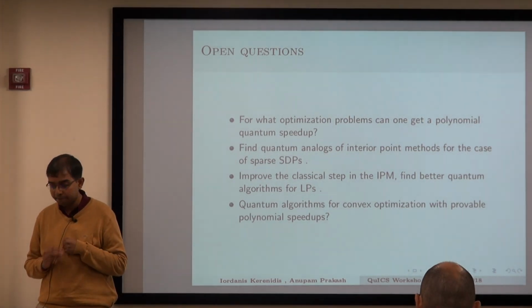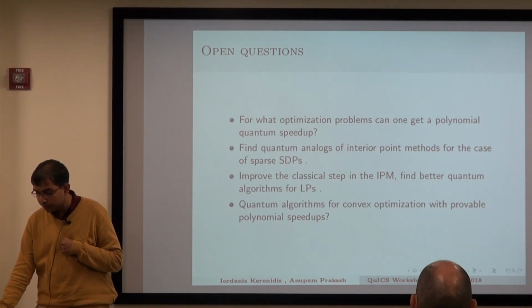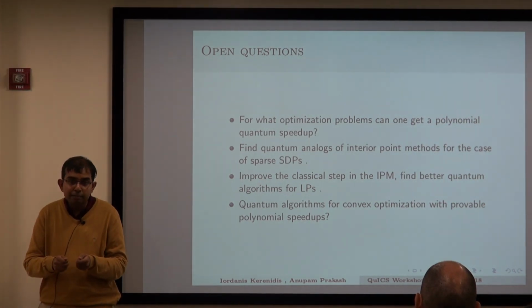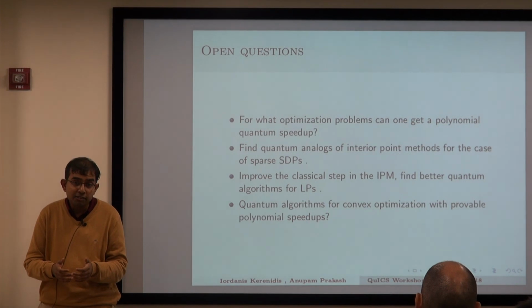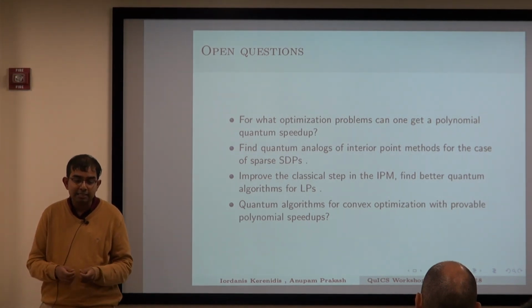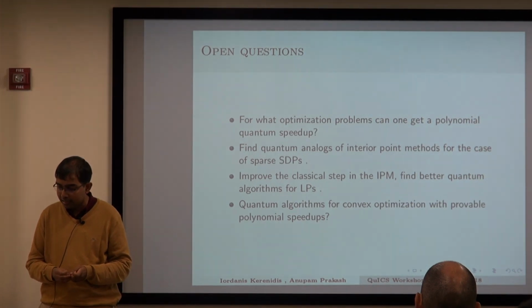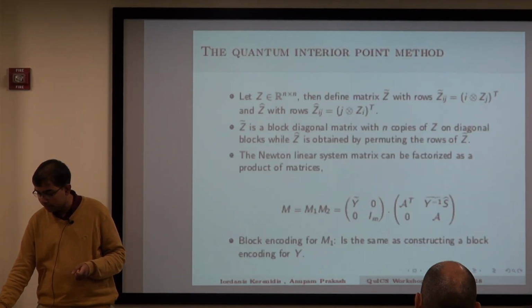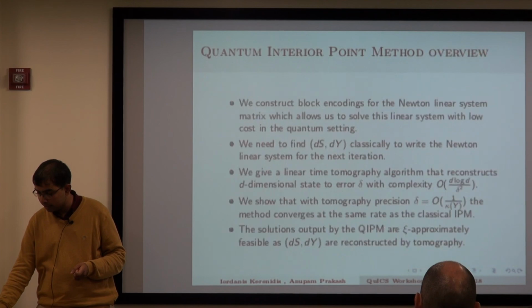What do you mean, in the case of sparse SDPs, by the interior point method? By sparse SDPs, I mean the number of constraints is much smaller than n squared, say just n. I see. Can you go back to the final runtime, the one from the beginning, just to compare?